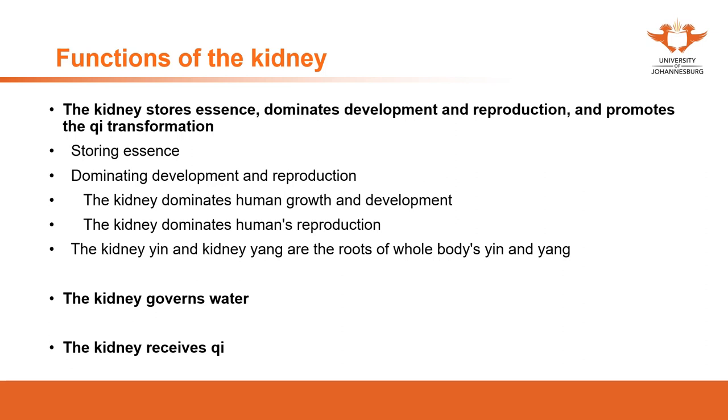Receiving qi is another function of the kidney. It refers to the fact that in order to have proper breathing, the kidney needs to receive qi from the lung. If the kidneys don't receive qi from the lung, the patient will present with shallow breathing, short of breath, or tachycardia. This is also a part of the storing function. From the storing perspective, in this situation, the kidney stores the qi.